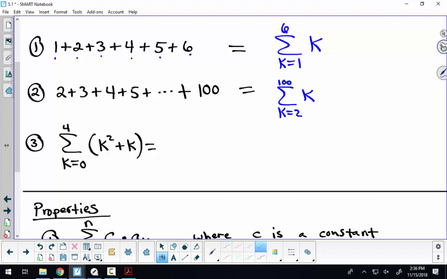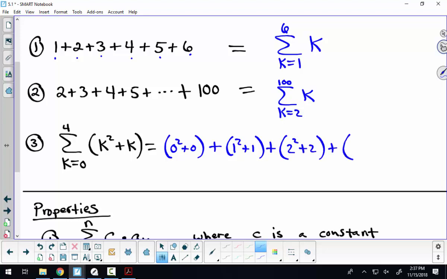So first value is when k is 0, and we plug that into the expression: 0 squared plus 0. K is now 1, we're going to add, so 1 squared plus 1. Then k is 2, 2 squared plus 2. K is 3, 3 squared plus 3. And then end at k is 4, 4 squared plus 4.